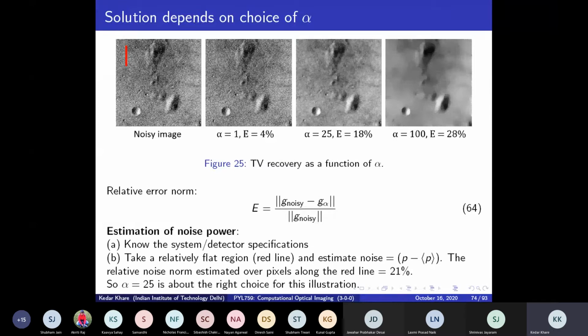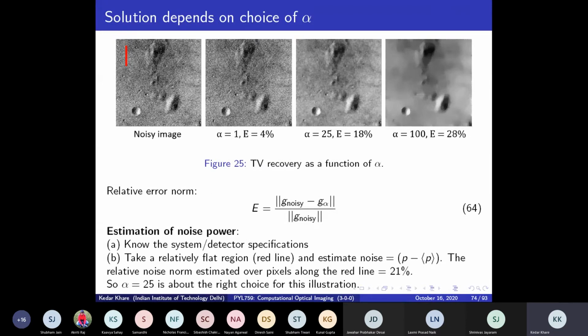It still has some noise. It is a little bit less, but there are also the numbers for error that I'm showing you. So the error here is the relative error, and it is the norm of G noisy minus G alpha divided by the norm of G noisy. In the first case where alpha equal to 1, the error is very small. It is only 4% with respect to the noisy image, but it still has some noise. For alpha equal to 25, the error was about 18%, and for alpha equal to 100, the error was much more, and the image also started looking a little more artificial.